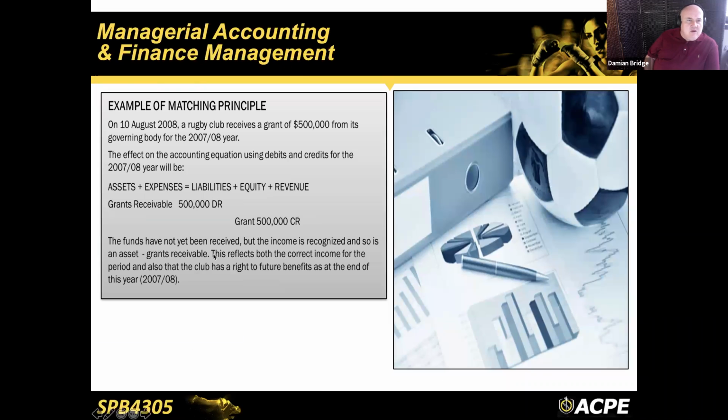On the 10th of August, they received a grant. The funds have not yet been received. Grants receivable in this case. So instead of debit cash, we've got debit grants receivable. It's an asset. So the funds have not been received, but the income is recognised, and so it is an asset. Why is it an asset? Because that money has a future economic benefit, because when we receive the grant, we can actually use the money. Okay.